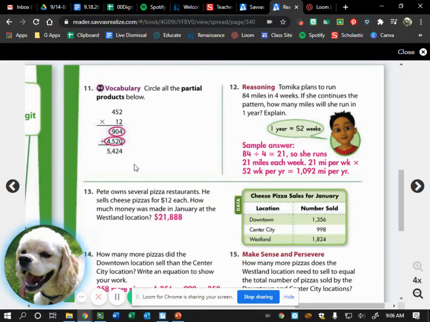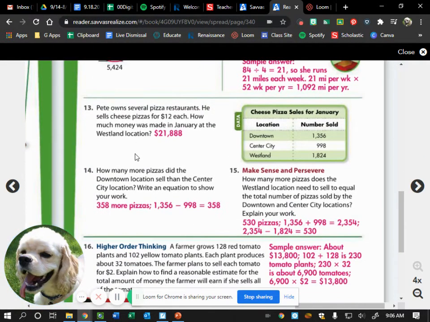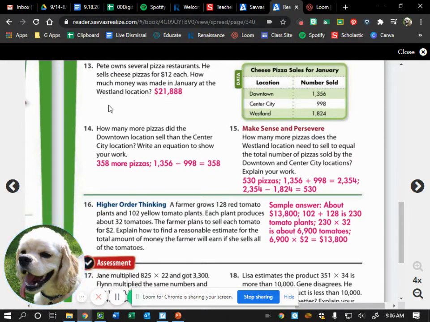And then after number 11, we had 13. So for number 13, it said, Pete owns several pizza restaurants. He sells cheese pizzas for $12 each.